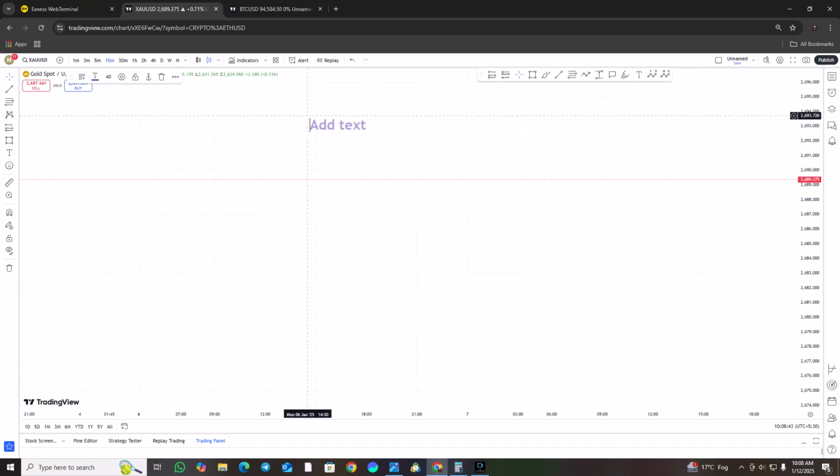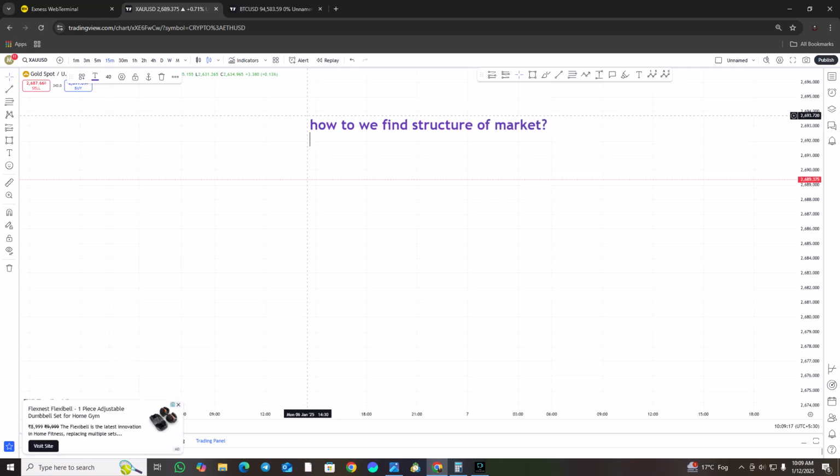Let me say this topic is very important. I said the first topic, the basics, is very important for us to know where the market is. But to know the exact momentum of the market, we have to know the structure of the market. So how do we find the structure of the market? It's very simple, guys. We don't have to rub our heads around this.